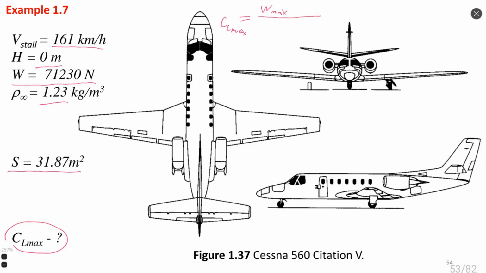We multiply by 2, and we multiply by density, velocity at stall squared, and the area. I will transform velocity from kilometers per hour to meters per second. Please, in your calculations, do not forget to do such a transformation if you use some reference velocity. And I will use these numbers here, 71230.